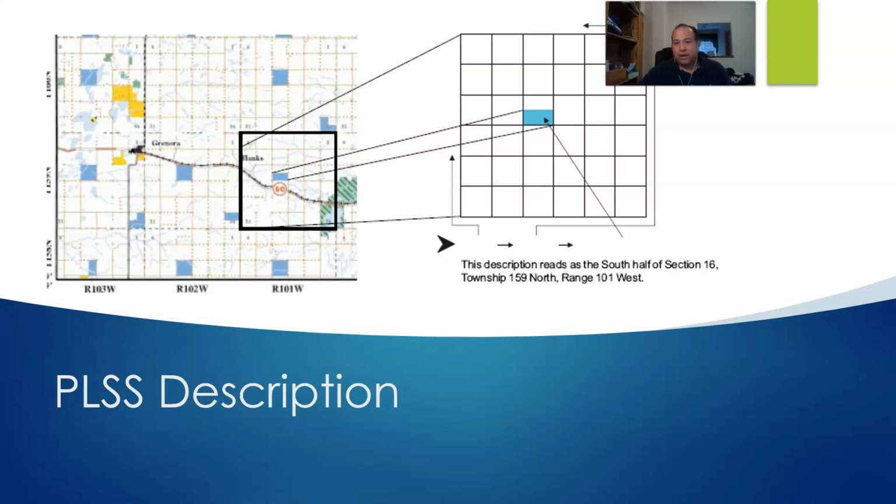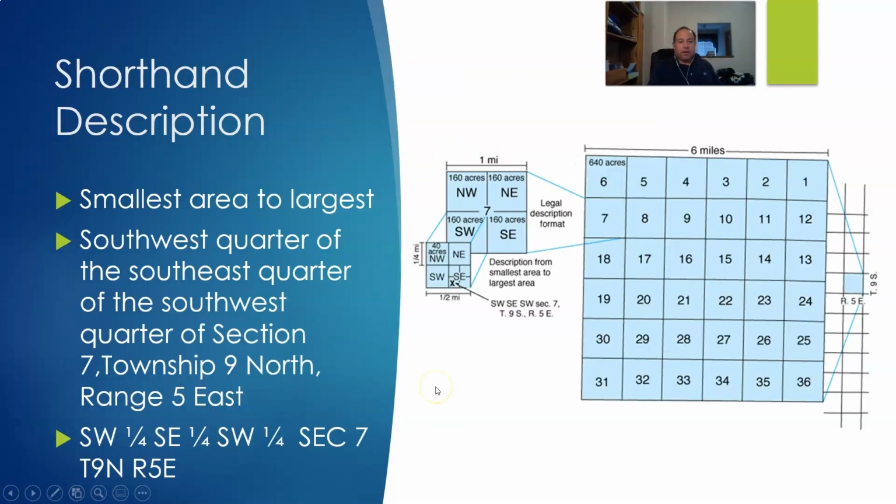southern half. But if you say it that way, it doesn't make as much sense, or it's a little bit harder to figure out. It makes more sense to start off with the smallest portion and say the southern half of section 16 of township 159 north, range 101 west. And so when you're making these descriptions, you want to start smallest area to largest.